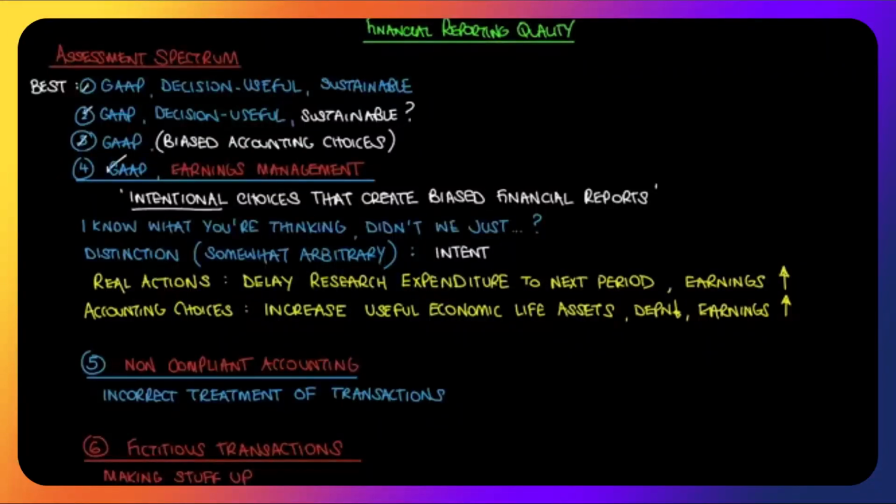There is a distinction, which I totally agree is somewhat arbitrary. They don't call it arbitrary in the underlying module. I think they say it's a fine line, a subtle difference. And what they're using is intent to make the distinction between a biased accounting choice and earnings management. It's intent.